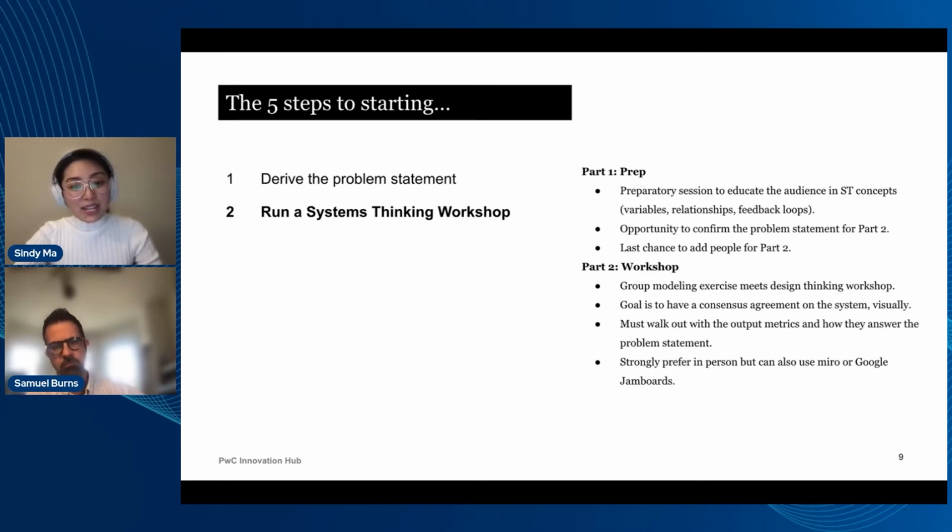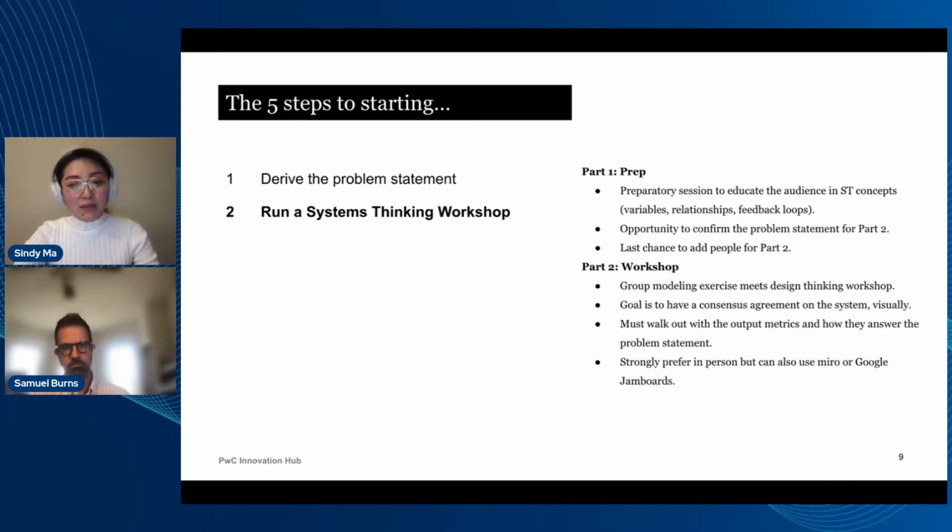And then we have the actual workshop. This is an adjusted version of a pretty traditional group modeling exercise. We've added in some design thinking concepts, and this is something that we're constantly updating. But we find that this really helps us arrive at a consensus. The goal of this workshop is to arrive at an agreement on what the system actually is. It has to be visual and explicit. All the stakeholders in the room agree on this at the end of the day.